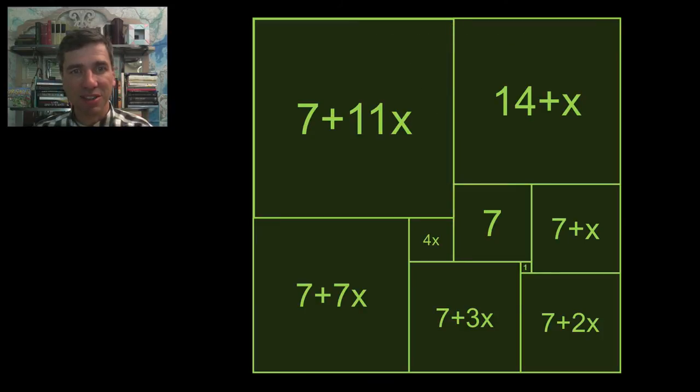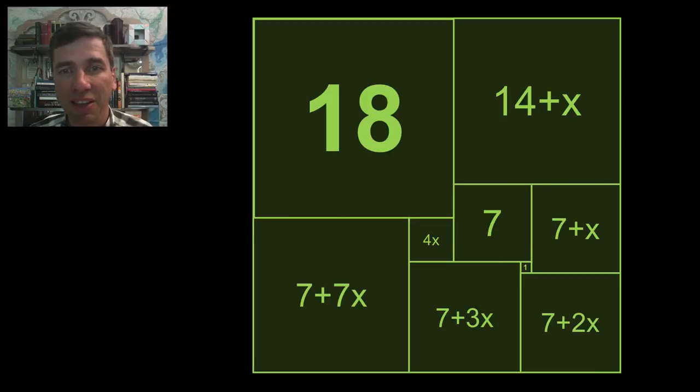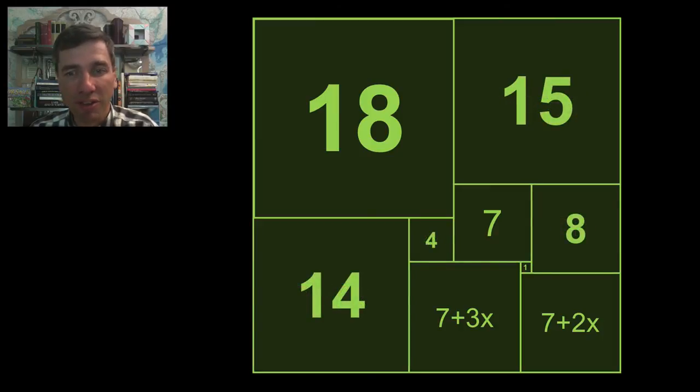That's nice. So the big square in the top left, that's going to be 7 plus 11 times 1. 7 plus 11, that's 18. And in the upper right, we have 14 plus 1. That's 15. So we can solve all of the squares for that rectangle, and we have found our solution.